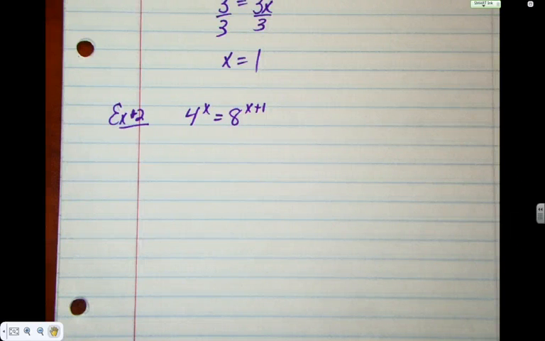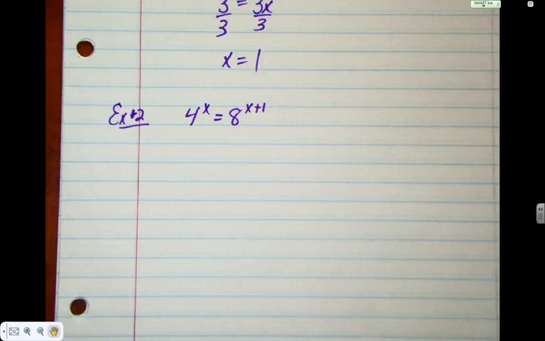Okay, so here's a little tricky one, because you have 4 and you have 8, and I said usually you look at the lowest base, which would be 4. The problem is, can you change 8 into 4? You need to be careful. It's not 4 squared, because 4 squared is 16. So there's no way to change an 8 into a 4.